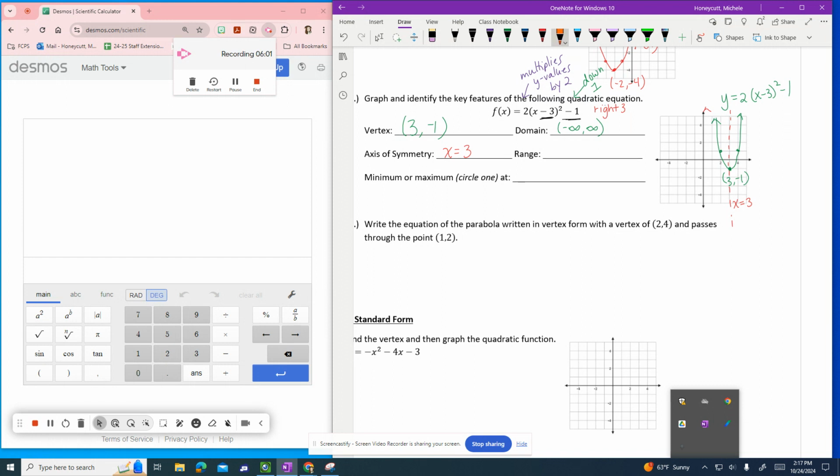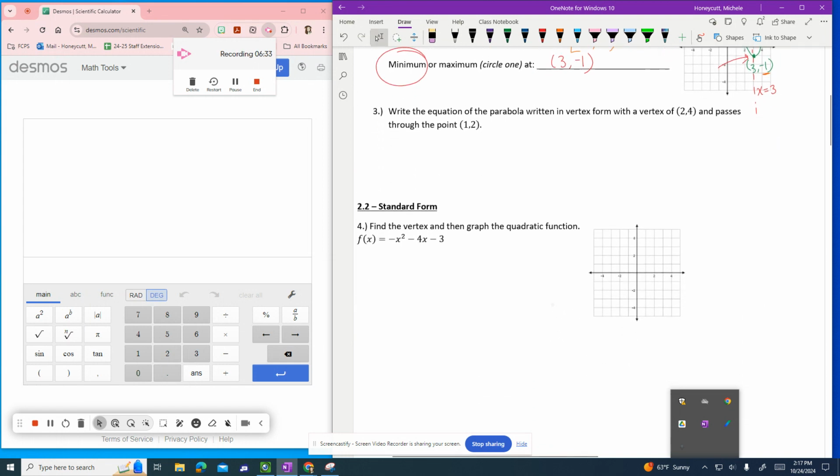The range is the lowest y value to the highest y value. So our lowest y value that the parabola touches is negative 1. We include it, and it goes on forever. We could also write that y is greater than or equal to negative 1. Those are equivalent. And then this graph has a minimum because it has a lowest point, and it is at the coordinate (3, negative 1).